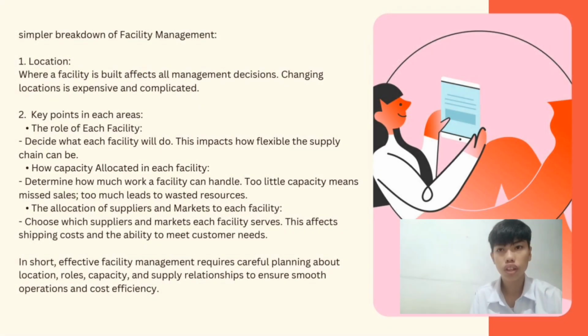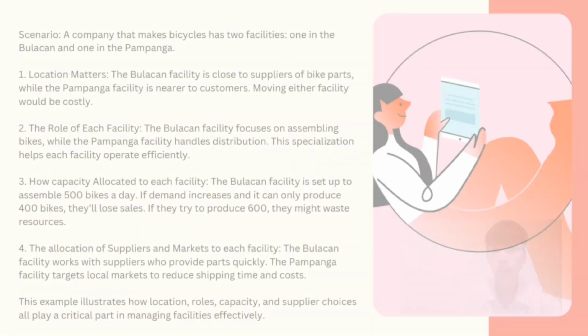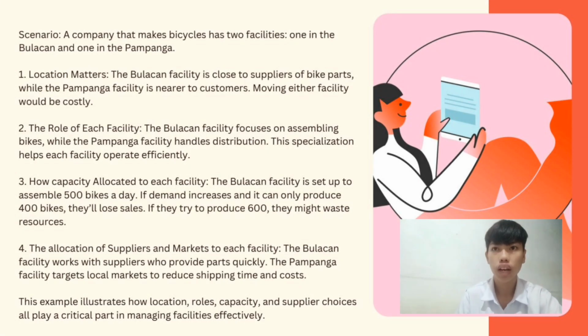The allocation of supplies and markets to each facility. Choose which supplies and markets each facility serves. This affects shipping costs and the ability to meet customer needs. Location matters. The Bulacan facility is close to suppliers of bike parts, while the Pampanga facility is near customers. Moving either facility will be costly.